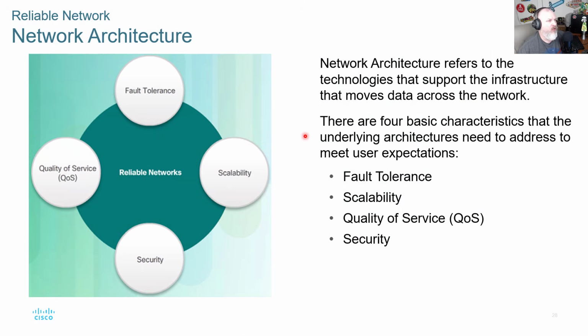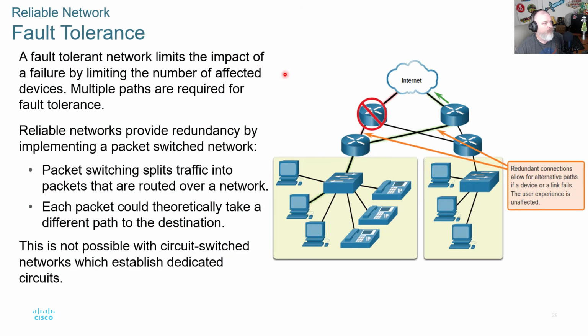Now, when we talk about reliable networks, we have network architecture. One of the things that we're responsible for in the networking IT world is making sure data is available. And so we have to have network architecture that is fault tolerant, scalable, secure, and has quality of service. So those are some terms you need to make sure that you understand: fault tolerance, scalability, quality of service, and security. Let's take a look at those real quick.